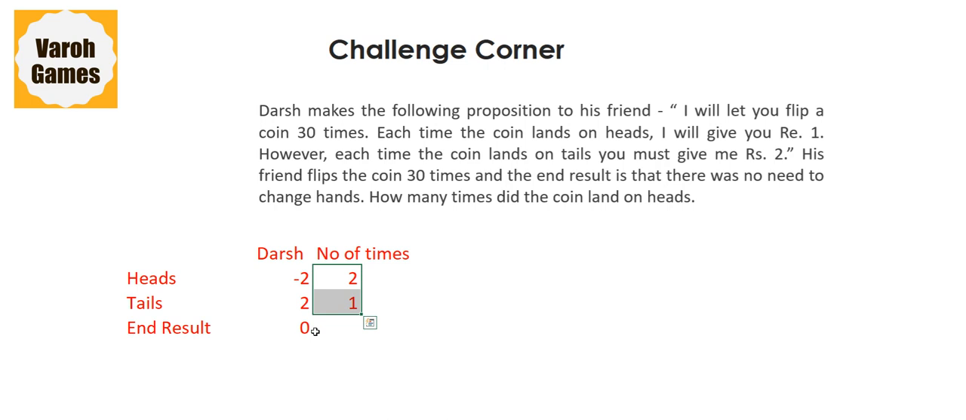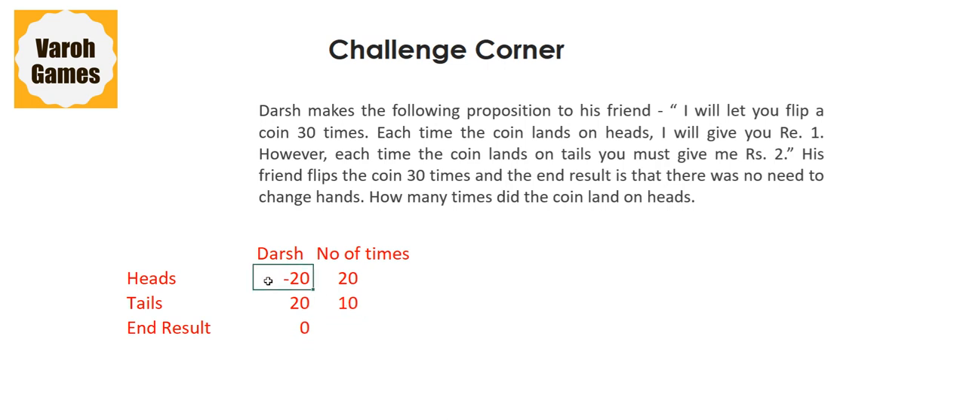Now the total times the coin has been flipped in our example until now is 3 times. But how many times in total do they have to flip? 30 times. So 30 is a multiple of 3. What multiple is it? Multiple of 10. So let us multiply this with 10. So 1 into 10 becomes 10 and 2 into 10 becomes 20. So if head comes 20 times and tail comes 10 times, the end result is 0.